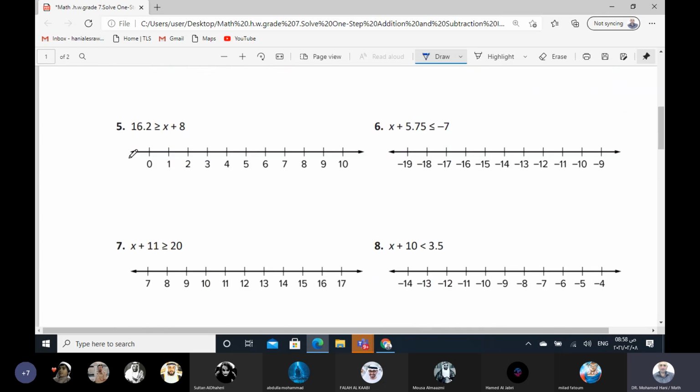Now here, try to remove 8. So subtract 8 from the two sides. Minus 8 here and minus 8 here. 16.2 minus 8 will be 8.2, greater than or equal. Here 8 minus 8, 0, remains x.